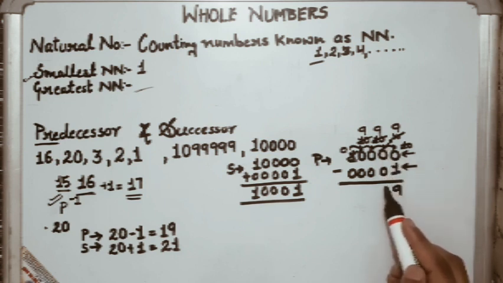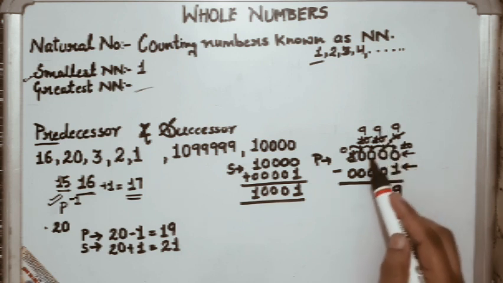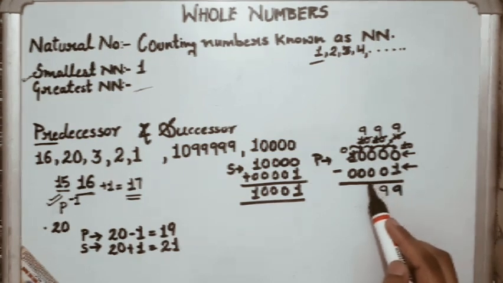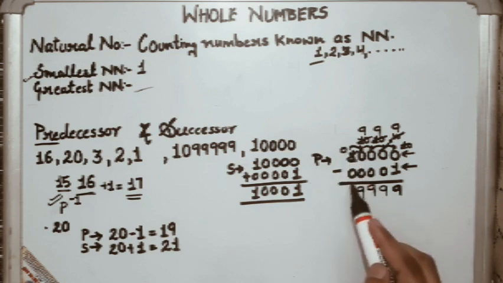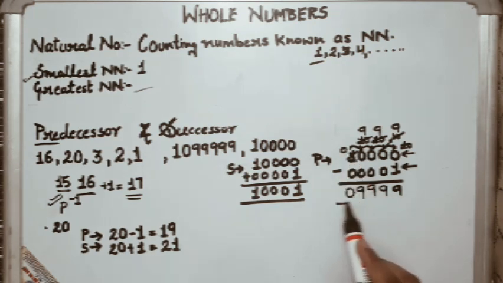9 - 0 is 9. This 9 is 9. 9 - 0 is 9. 9 - 0 is 9. 0 - 0 is 0. Final predecessor comes out to be this.